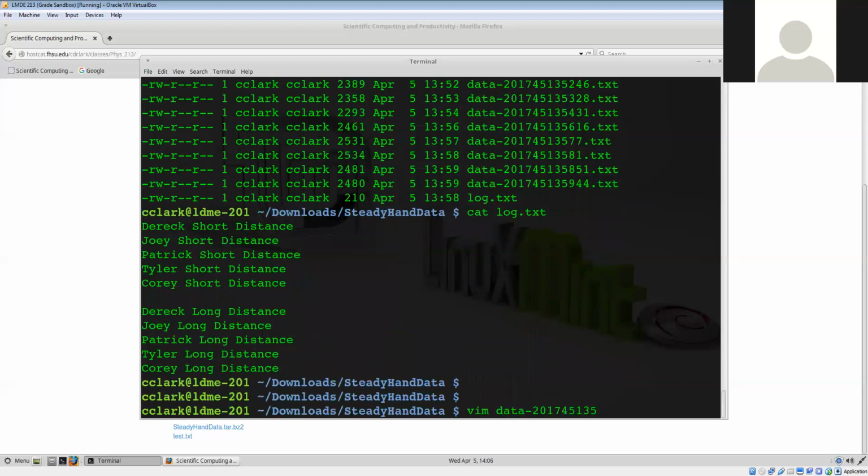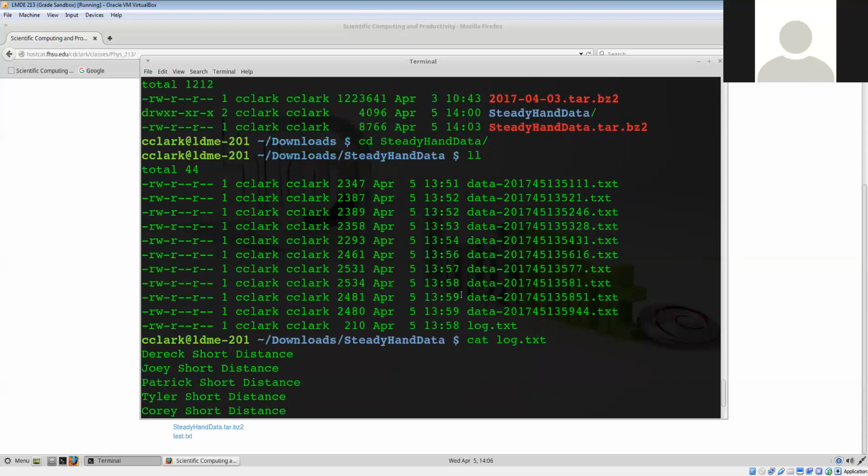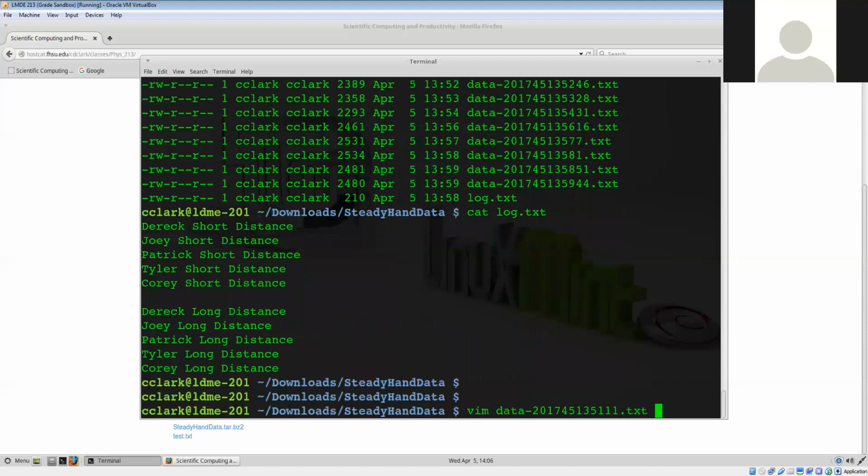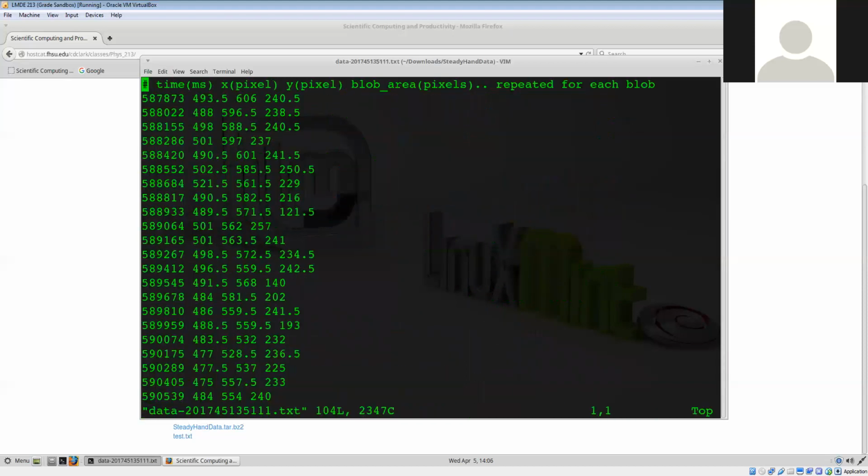Let's look at the first one, which is 3511.txt. It's got a header at the top that tells you what the columns are. The first column is time in milliseconds. The second column is the X position, and that's pixel number. The webcam there is HD, so it's like 1080 by 1000 or something like that. So we got X pixel position, Y pixel position.